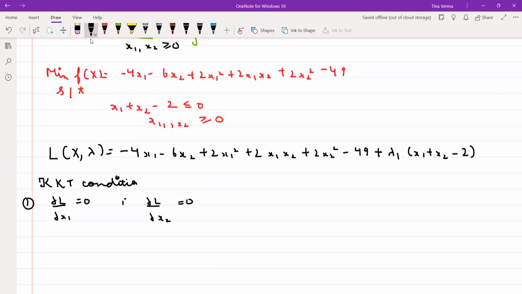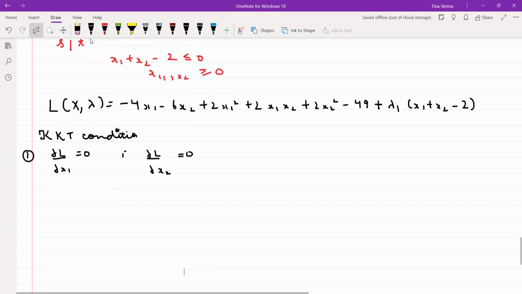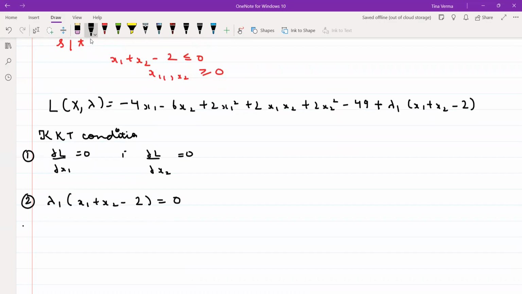The second condition is that because we have only one constraint, lambda 1 times (x1 plus x2 minus 2) should be equal to 0. The third condition is that x1 plus x2 should be less than or equal to b_i, that is 2. And the fourth condition is that lambda 1 should be greater than or equal to 0. Now these are the 4 conditions that you have to check, right?